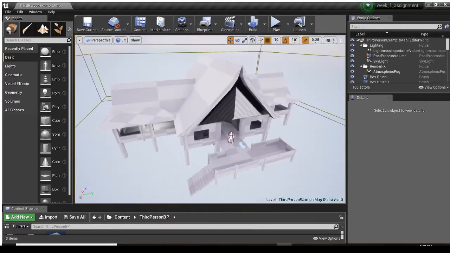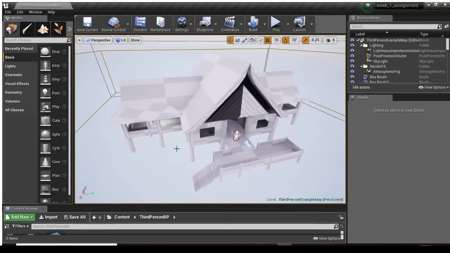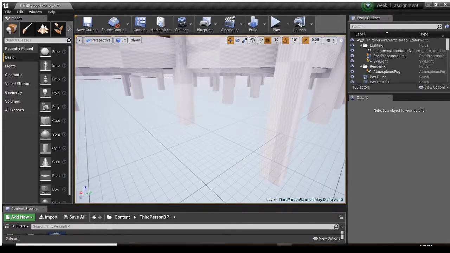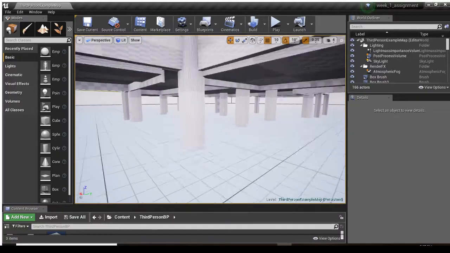So this here is a Thai stilt house, and to start off, stilt houses are built on stilts because Thailand is a tropical region and as such is really prone to flooding. And usually the area underneath the house is used for things like storage.